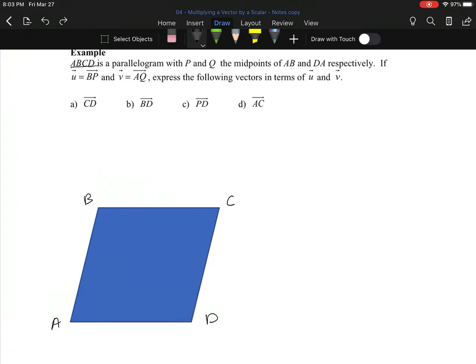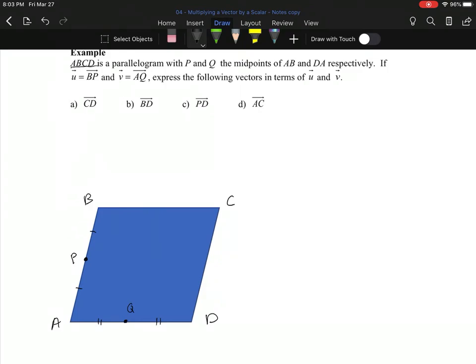So ABCD is a parallelogram with P and Q. Let's talk about P. P is the midpoint of AB. So here's P right there, and that's a midpoint. I'm just going to draw these little lines on there to indicate that P is halfway between A and B. And then Q is the midpoint of DA, so that's right down here, right about there, that's Q. And I'll just add some lines in there to say that is the midpoint of DA.